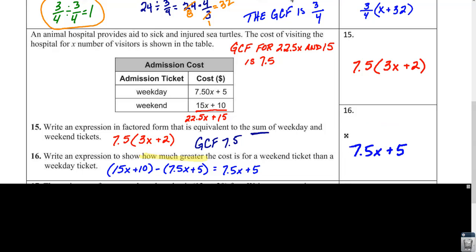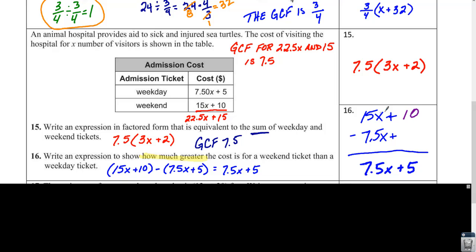Let me stick this answer down here and put my work above it just so you can see what I did on this problem. So what I did was I said, well, you've got the 15x minus the 7.5x. Those were additions. Let me grab a different color here. And you've got the 10 here. This was 15x plus 10. That was plus 5. That's where I got the 5. So 15x take away 7.5x is 7.5x. 10 take away 5 is 5.